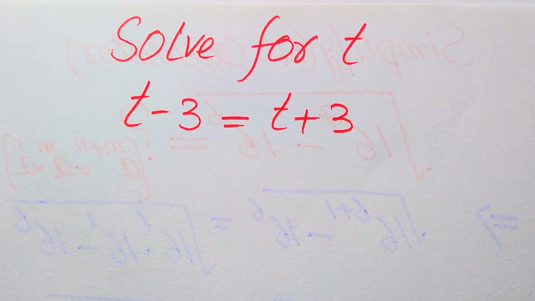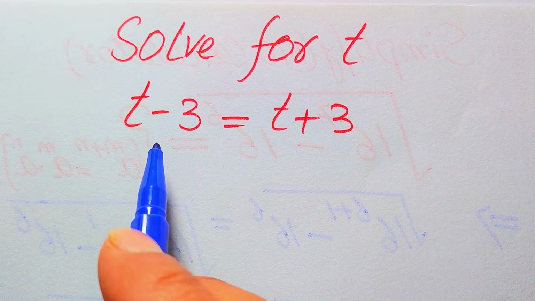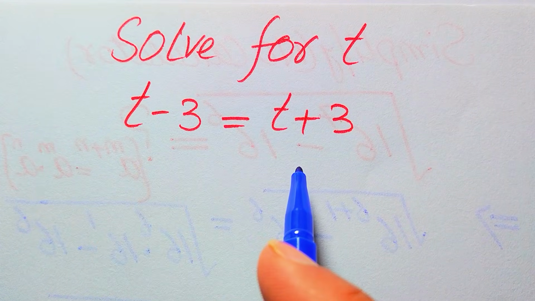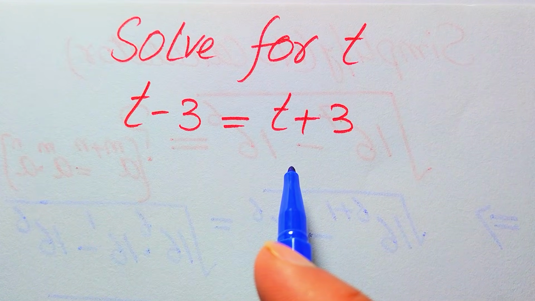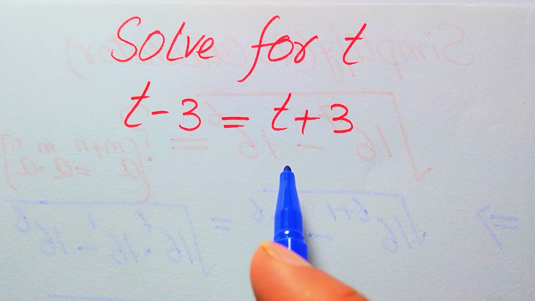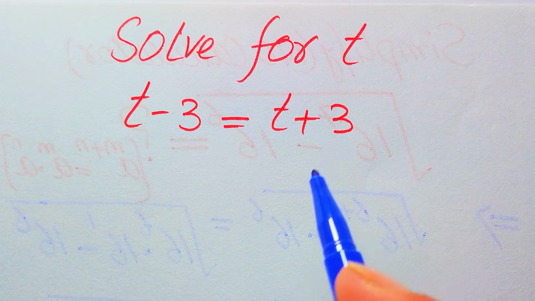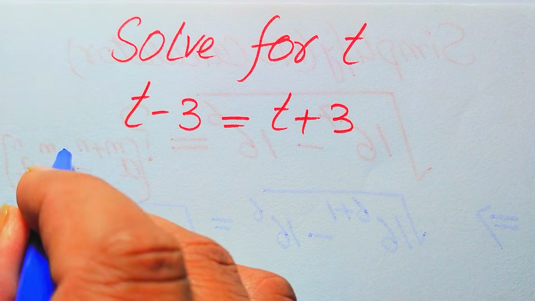Hello everyone, welcome to solve this nice math Olympiad algebra problem. Here we have t minus 3 is equal to t plus 3, and we solve this problem for all the values of t. So here we solve this problem by two methods.